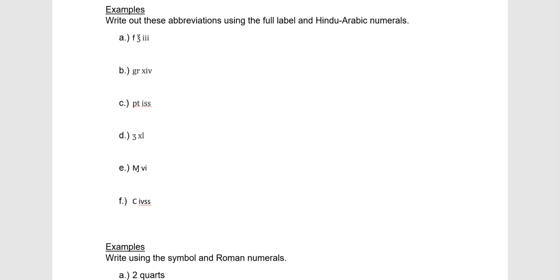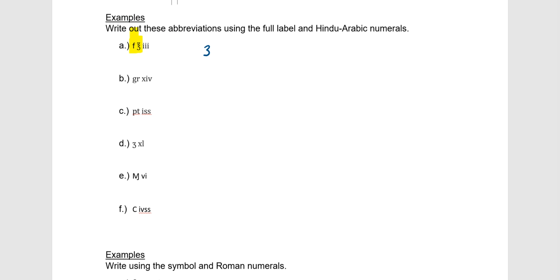Okay, let's do a couple examples here. So let's write out these abbreviations using the full label and the Hindu-Arabic numerals. So for this first one, we have clearly a 3. We have a Roman numeral 3, so that's going to be the first part. And then we have to think about what this symbol means. Well, until you have it memorized, you have to go back up to the symbols in the previous page. That is the symbol for a fluid ounce. So that's going to be 3 fluid ounces.